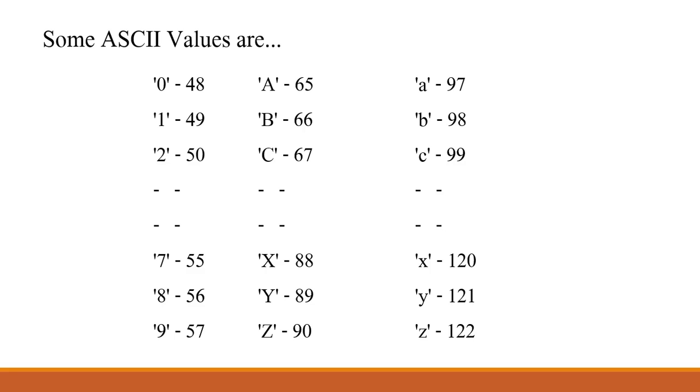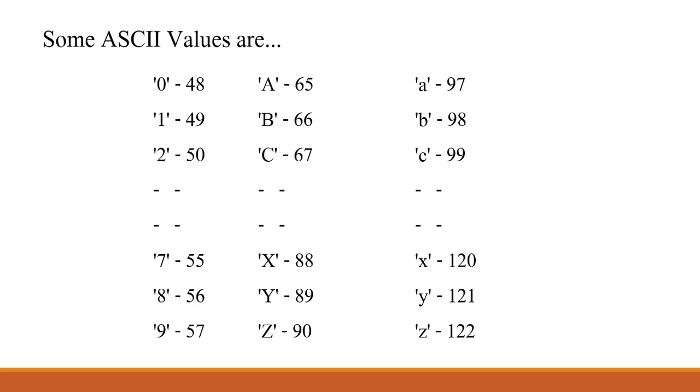For example, some of the ASCII values are: 0 is 48, 1 is 49, 2 is 50, like that up to 9 is 57, so 0 to 9 is 48 to 57. And alphabets: capital A is 65, capital B is 66, like that capital Z is 90. It means 65 to 90, total 26 letters. And small a to small z: small a is 97, small b is 98, like that small z is 122.